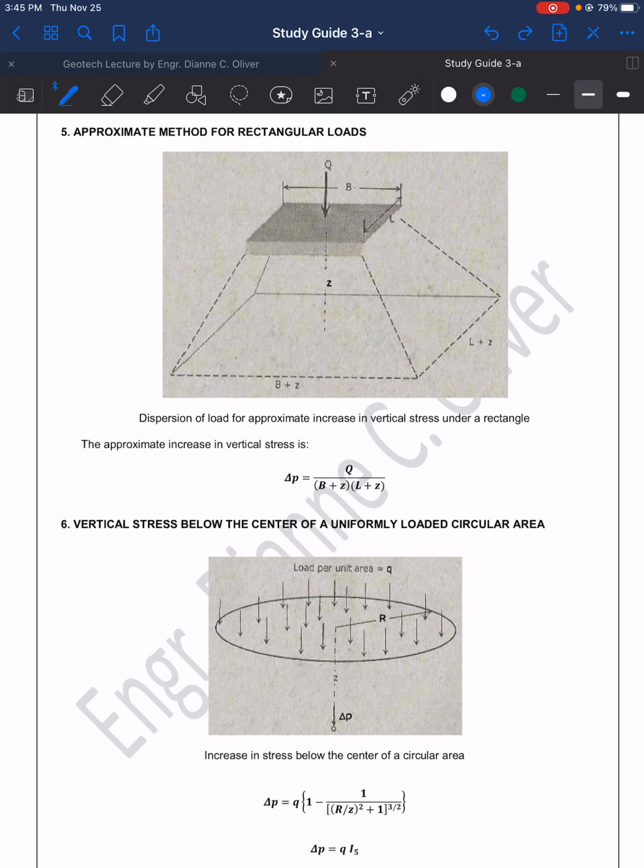Okay, so the number 5 is the fastest way to get the delta P because it is approximate only. All we need to do is delta P is equal to the point load, Q, divided by the measurement of the base plus the depth Z, multiplied with the length plus the depth Z. So that is the formula for the approximate method.